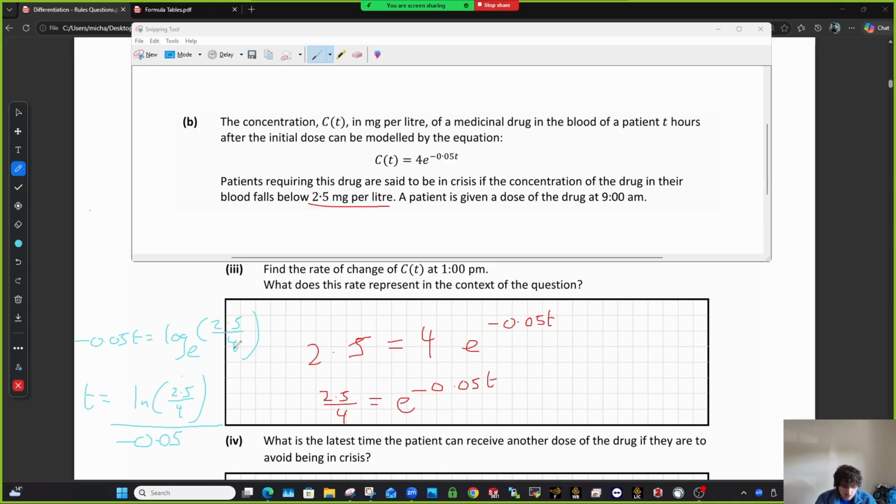So ln 2.5 over 4 divided by minus 0.05, and now I'm getting t is 9.4 hours, right? And then it's probably being annoying here. It says the latest time, so whatever 9.4 hours is on top of 9 a.m.